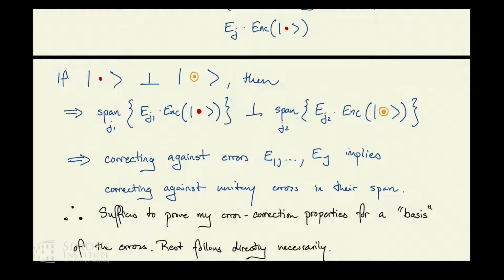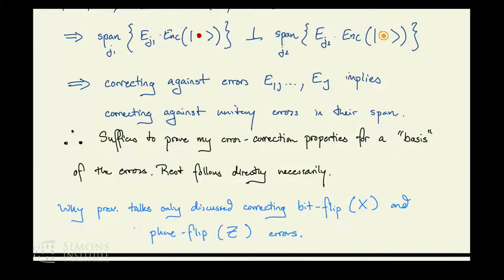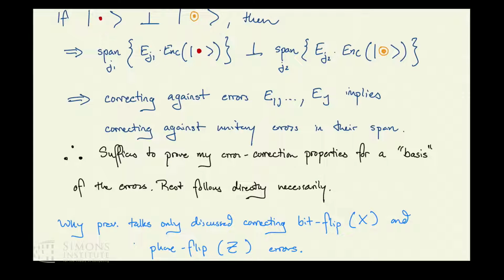Questions? And this is why the previous talks really only discussed correcting bit flip and phase flip errors. This is because the set of all unitaries can be expressed in terms of bit flips and phase flips, like some linear combination of them. And so if you can correct the bit flips and the phase flips, then you can sort of get to correcting all the errors. Question?